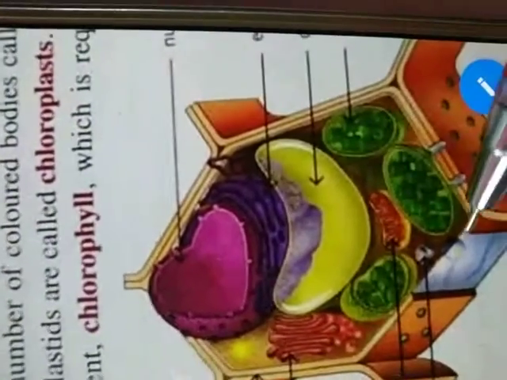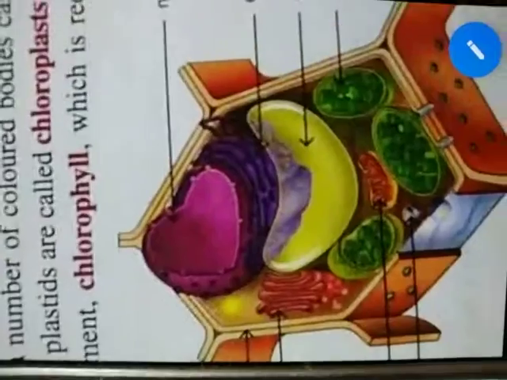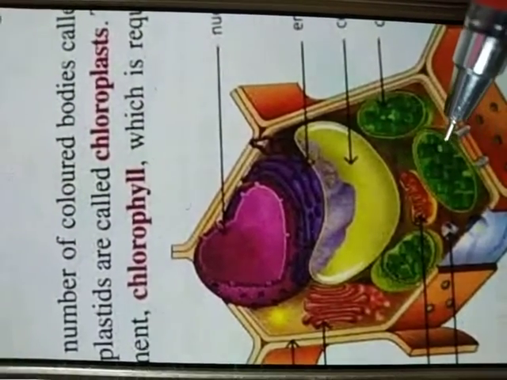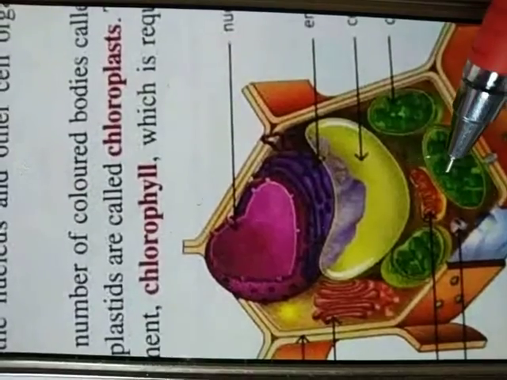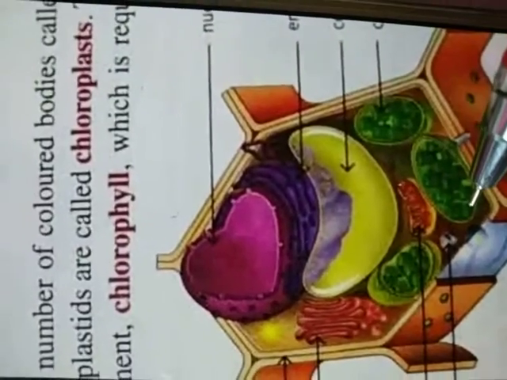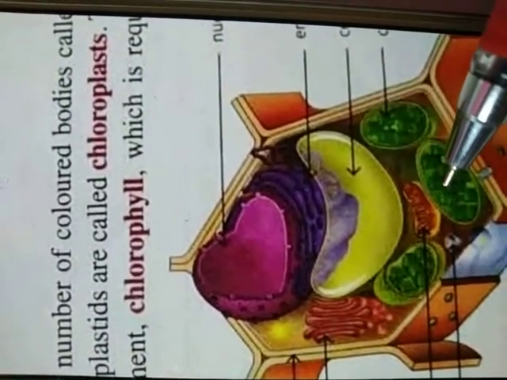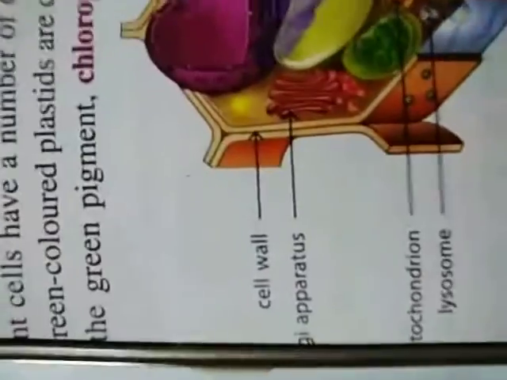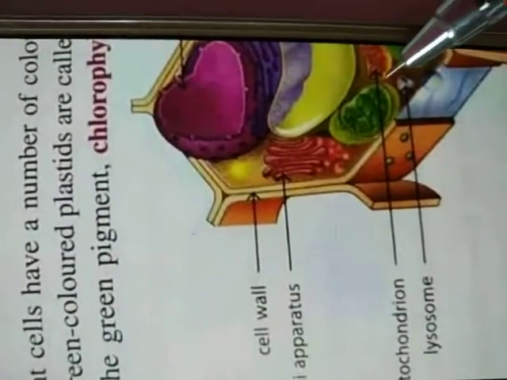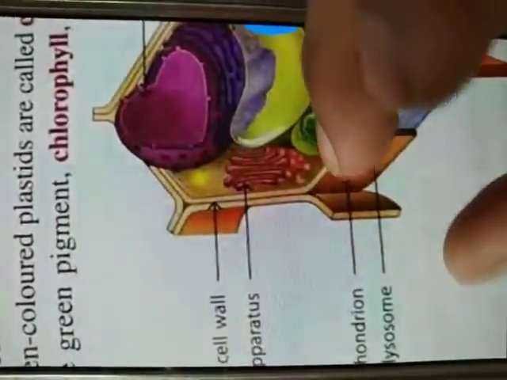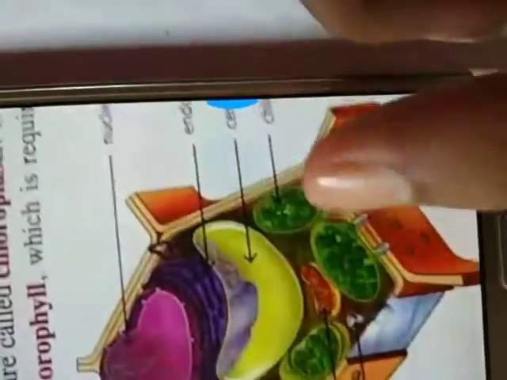Another thing you see is some colored structures. These are the plastids. Plastids are colored cell organelles. For example, the green one is called chloroplast. Within the chloroplast, we know that chlorophyll is present, and this chlorophyll is required for the photosynthesis process of plants. Besides this, the Golgi apparatus, which we already discussed, is also present. See, this is the mitochondrion, the powerhouse of the cell, and this one is the lysosome, which are also present.